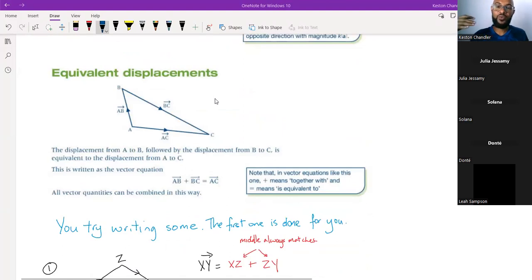Now, equivalent displacements or displacement vectors. And this is what you're going to see a lot of in your CSEC paper, right? The displacement from A to B. When we use the word displacement, it's a movement from one point to another in a particular direction, right? That's why we use the word displacement and not movement. So if we are moving from A to B this way, right? Like that. Sorry for my poor drawing, right?